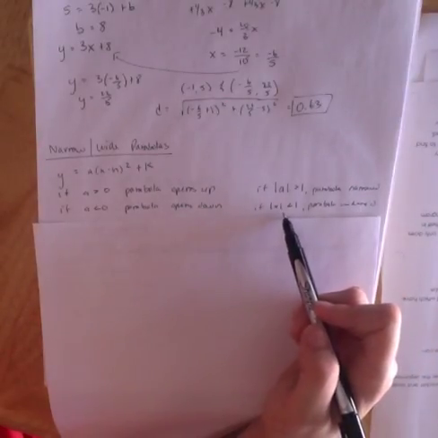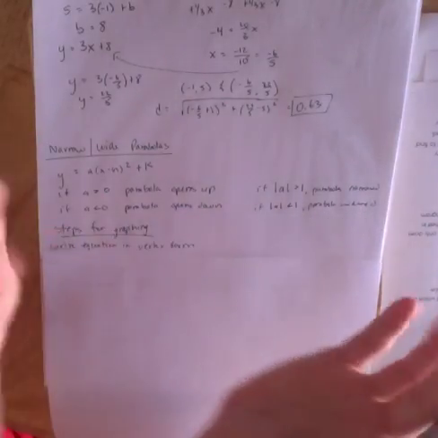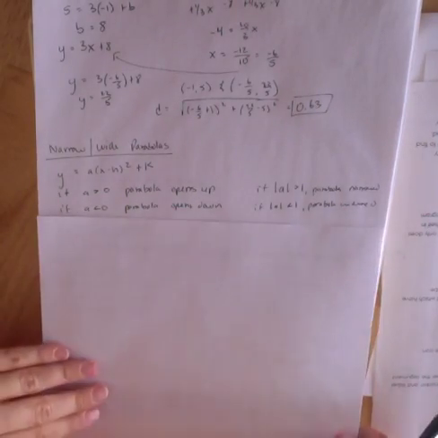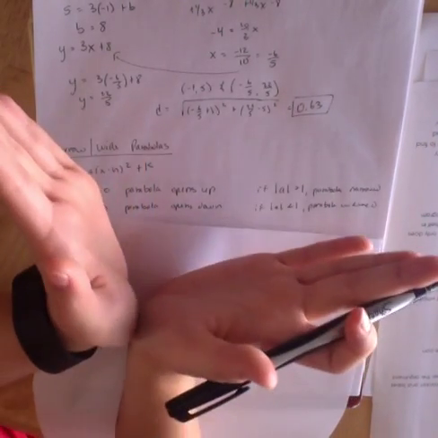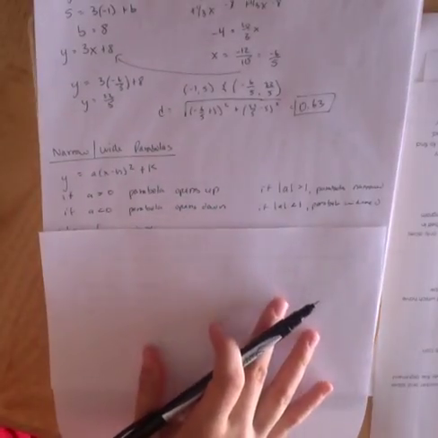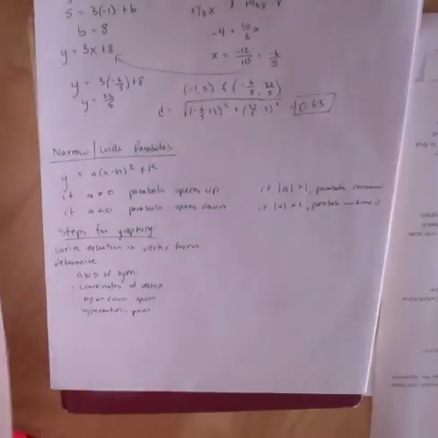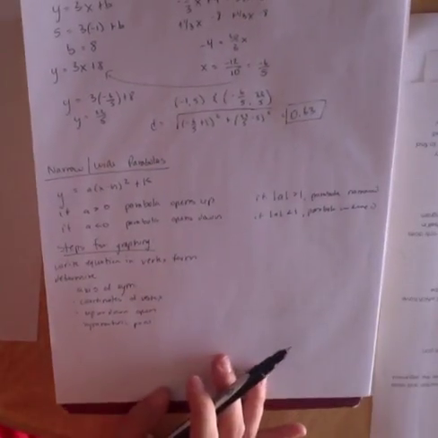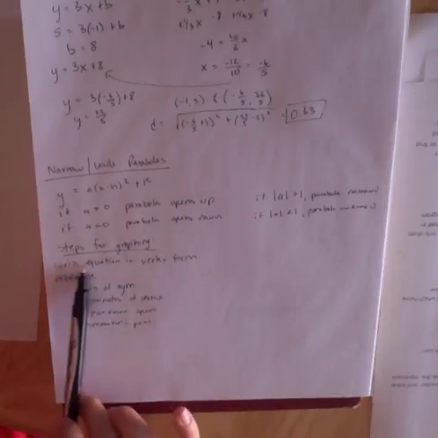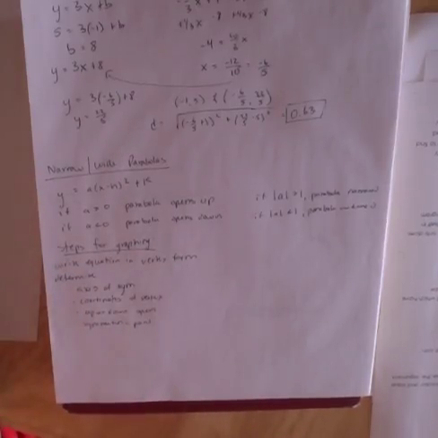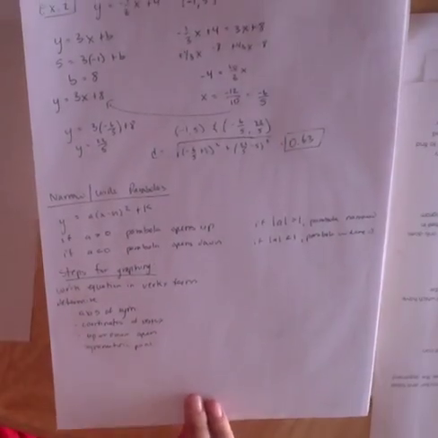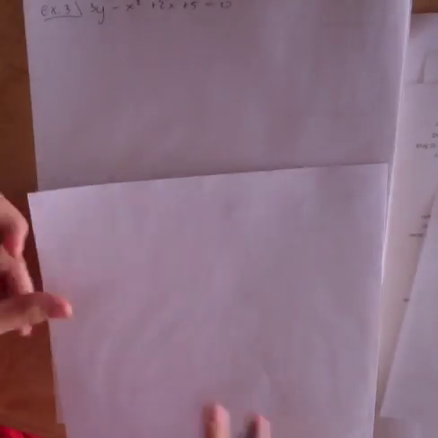And if the absolute value of a is less than 1, our parabola is widened. Okay, so narrow parabola, wide parabola. Okay, now we are going to be graphing parabolas. So steps for graphing: write the equation in vertex form. Determine the axis of symmetry and the coordinates of the vertex, if it's up or down opening, and a symmetric point, just like we normally would do.